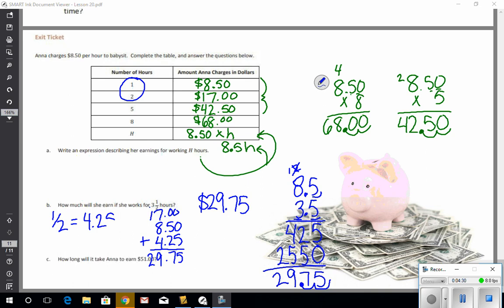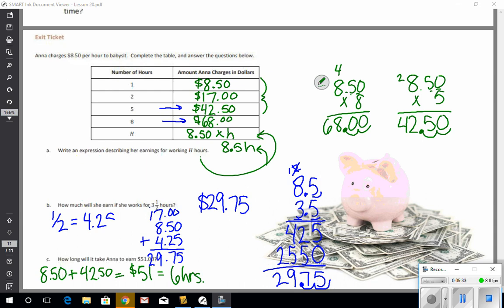And then finally, letter C says, how long will it take Anna to earn $51? So we can do a couple different things. Right away, looking at the chart, I can see it's more than 5 hours because 5 hours is $42.50. And it's got to be less than 8 hours because 8 hours is $68, right? So I know it's going to be in there somewhere. So I've got 6 and 7 really to choose from. I can start with 42.50 and I can add $8.50 onto that. If I do that, I'll find out that 6 hours is exactly $51 just by using the chart. So I could take my 1 hour of 8.50 plus my 5 hours of 42.50. And when I add that up, that's 51. So that equals 6 hours.